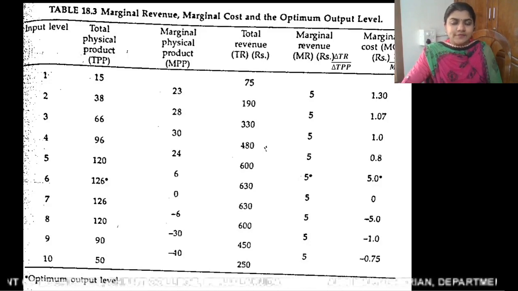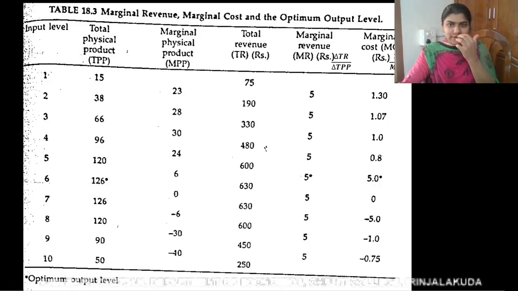We have assumed the price per unit of output is 5 rupees. So TPP into 5 will give you total revenue. Total revenue while using the first input level is 75, that is 15 into 5. Second unit, 38 into 5, 190. And by using the third input level, we will get 66 into 5, 330. Likewise, we can calculate total revenue.